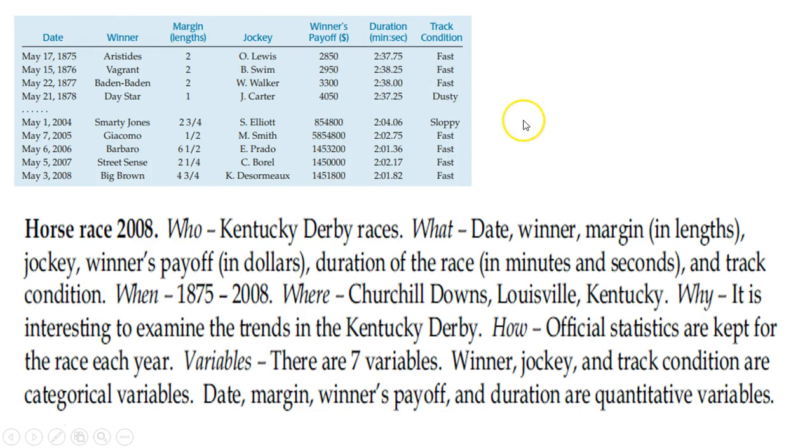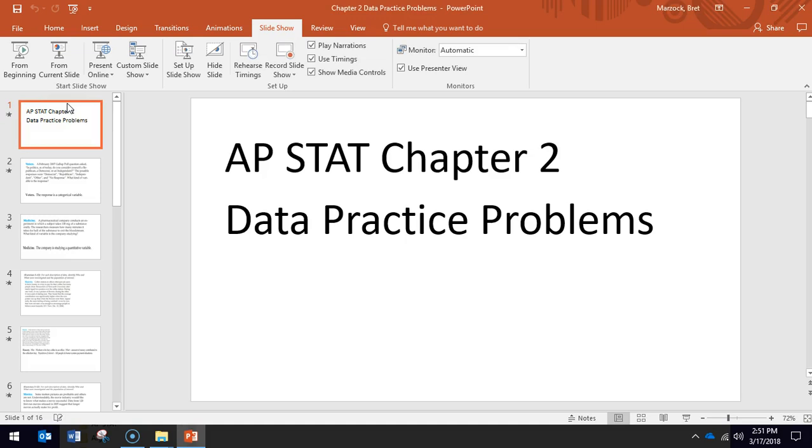All these variables, what is what? For example, the winner, who the jockey is, and the track conditions, those are all different types of categories. Then a date, a margin, how much they won by, how much is paid out, those are all quantitative variables. You can add time, date, time, that is quantitative. So we managed through that. If you have any other questions, those are just some practice problems for this section.